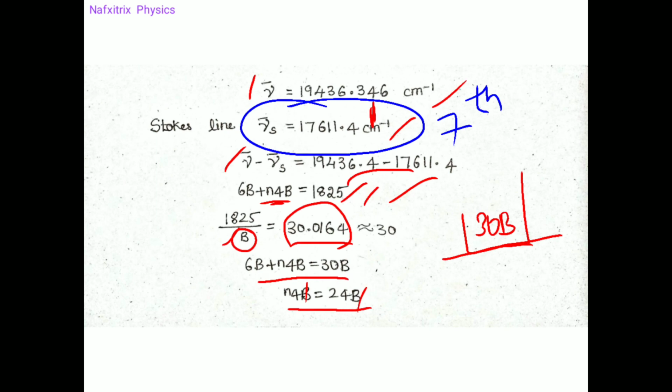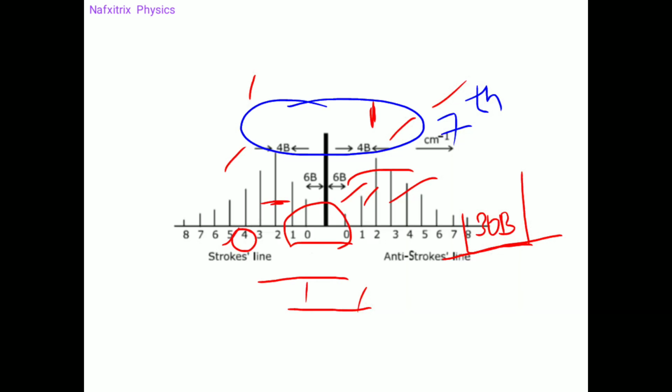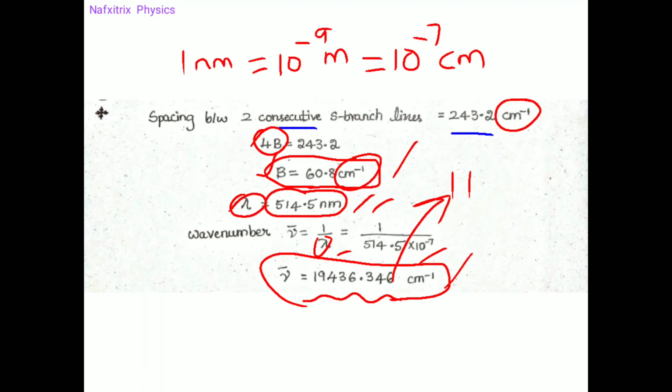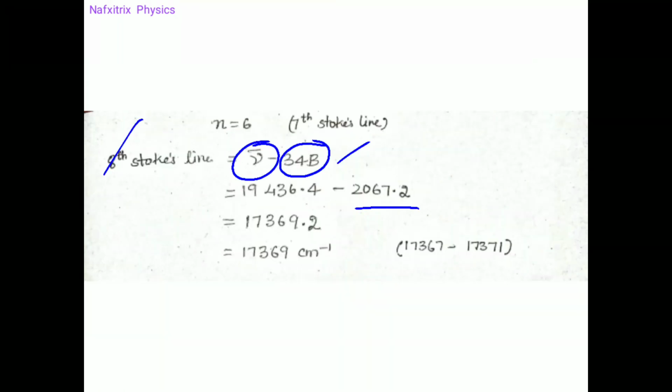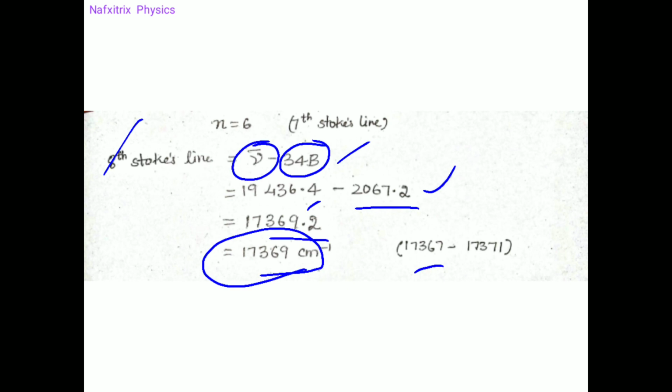So 34 into b is nothing but this. We have already got the value of b, which is 60.8. So 60.8 times 34 gives this. If we subtract it from the incident light's wave number, we get this. If we round it up, we get 17,369. So this is the wave number of the next highest Stokes line. In the key it was given that the answer could be from 17,367 to 17,371, and these are the acceptable answers. So 17,369 is the answer for this question. This is the solution for this problem.